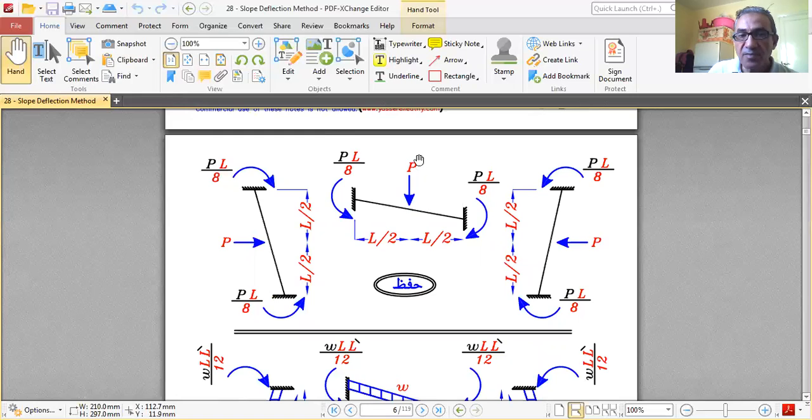So PL over 8, PL over 8 for the beam, PL over 8, PL over 8 for this column. P load is in this direction, moment is in this direction, so that the tail of the moment is the tail of the load.